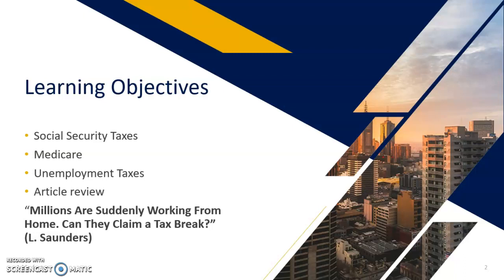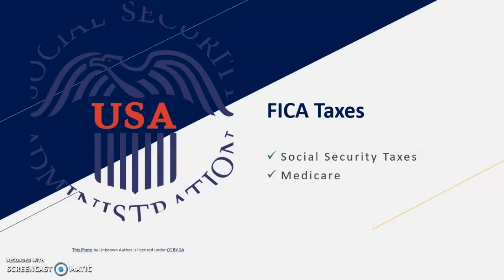Millions are suddenly working from home. Can they claim a tax break? First, let's talk about FICA taxes, which include Social Security and Medicare taxes. There are certain taxes on income that everyone has to pay, and FICA taxes are at the top of the list. And employers must withhold these taxes from employee paychecks and pay them to the Internal Revenue Service.